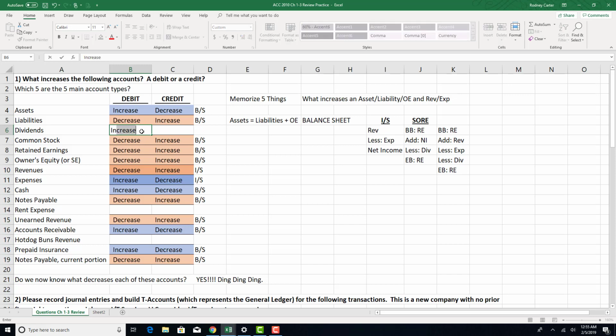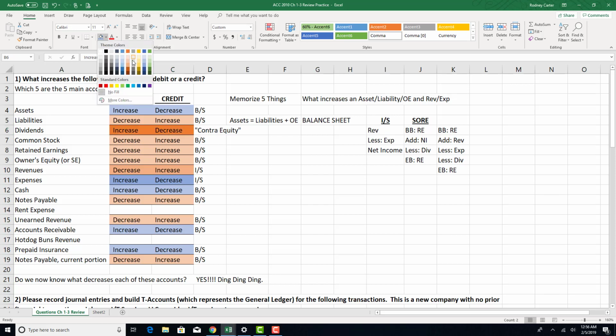Dividends is increased by a debit and decreased on this side. So I'm going to call this a contra equity. Maybe it's a contra equity. Decreases equity, but I'm going to color this yellow or green. Let's do green. Let me punch this home. Dividends is not an expense.